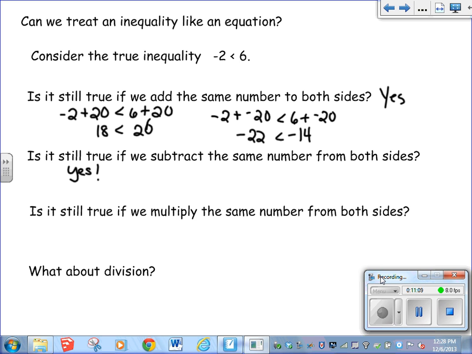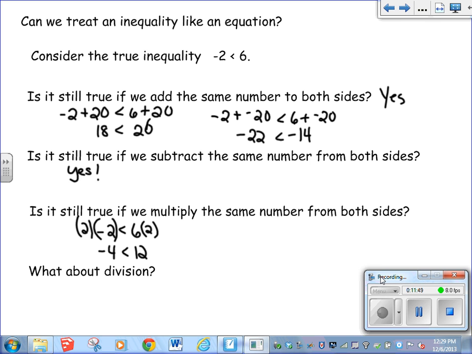All right, now let's move on to multiplying. Let's see, if we take this true inequality, can we multiply both sides by the same thing and still have a true inequality? Pick a small reasonable number to multiply by, Will. Let's do something besides 1. 2. All right, let's multiply both sides by 2. Putting it in parentheses so you don't think it's a subtraction problem. When we multiply 2 by negative 2, what do we get, Luke? Negative 4. And when we multiply 6 by 2, what do we get, Mary? 12. Is negative 4 less than 12? Yes. Beautiful.